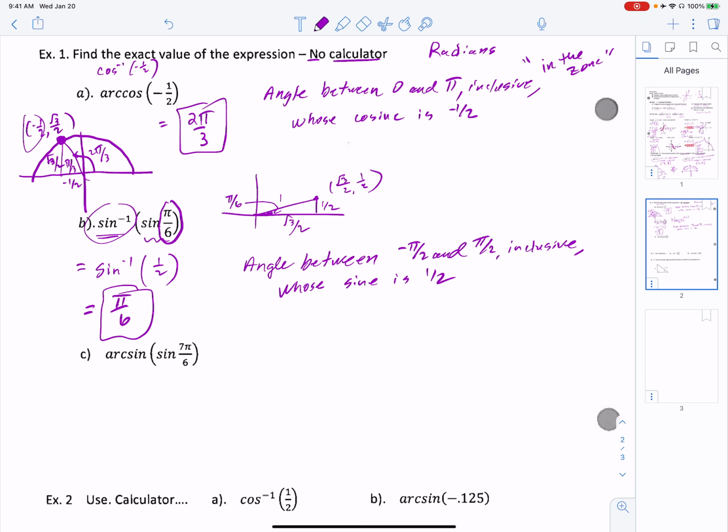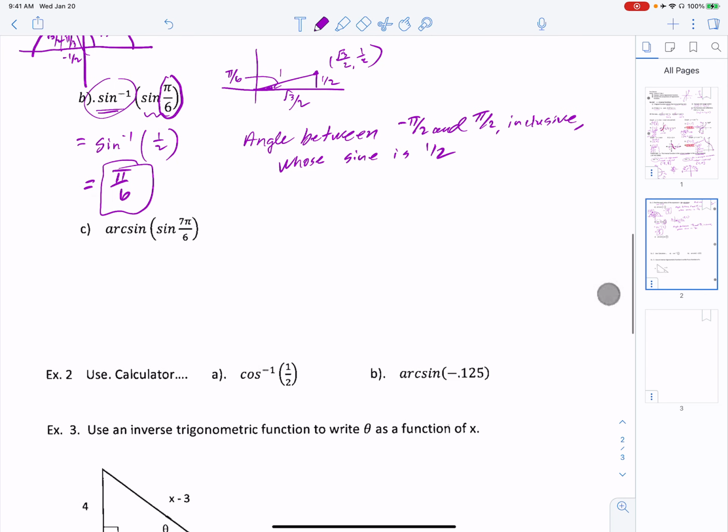You might be going, well, isn't that how it always works? No. And so in part C, the answer to this is not 7 pi 6. Why? Because 7 pi 6 is not in the zone.